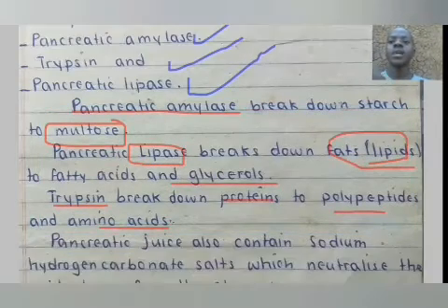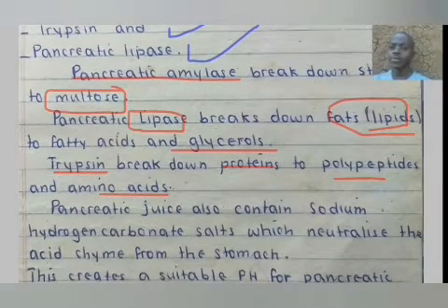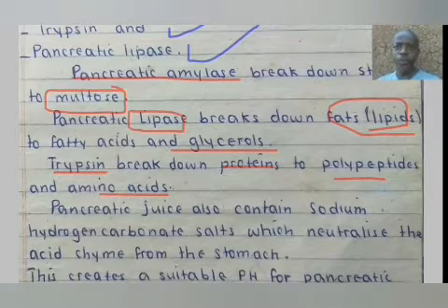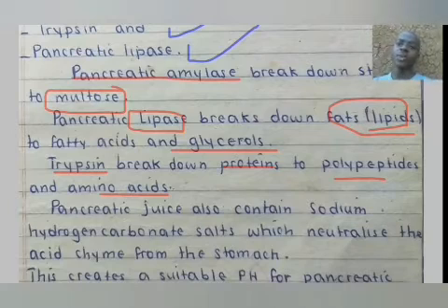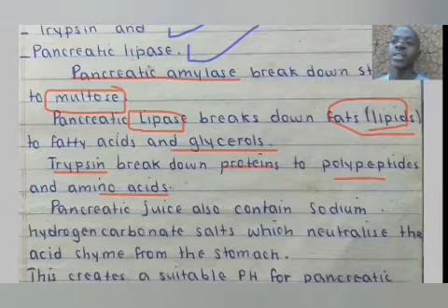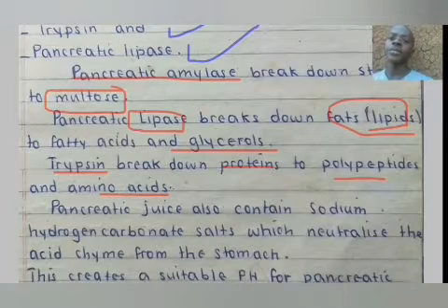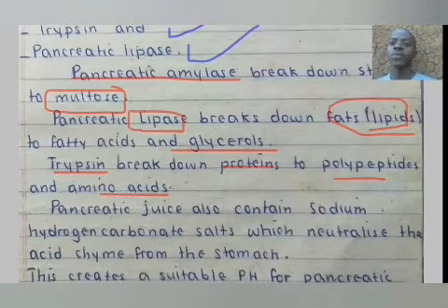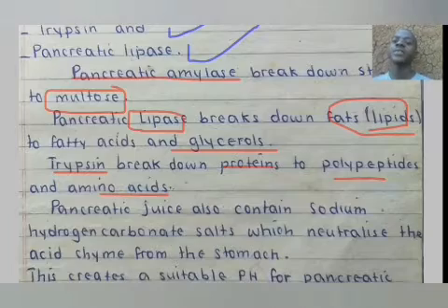So those are the 3 enzymes that come in the pancreatic juice to the duodenum. They always ask different questions, such as the pancreatic amylase, what does it act on? It acts on starch, and it breaks it down to maltose. Then the pancreatic lipase acts on lipids, or the fats, to fatty acids and glycerols. Trypsin is for proteins, and it changes them to polypeptides.